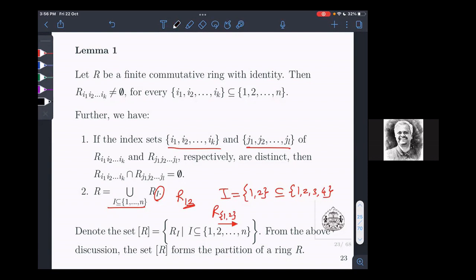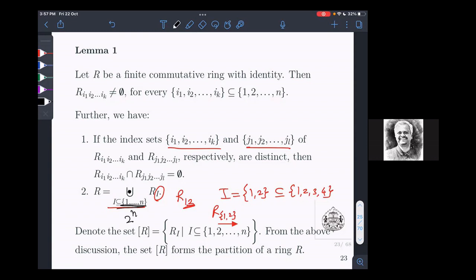And you can see that this is a disjoint union of Ri's. No elements will be repeated in either of Ri. Now, what is I? I is a subset of 1 to n. How many such subsets are possible? Naturally 2 to the power n subsets are possible.